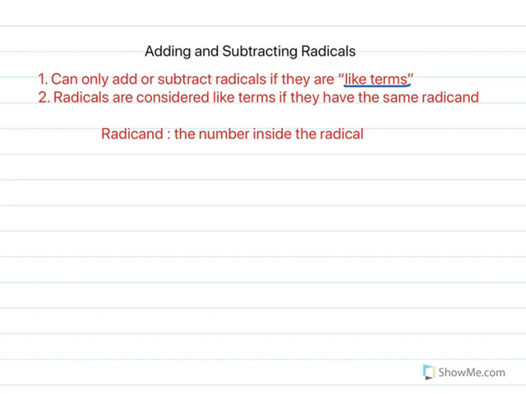In this scenario with radicals, they are considered like terms if they have the same, what we call a radicand, and the radicand is going to be the number that is inside of the radical. So we'll give you an example.